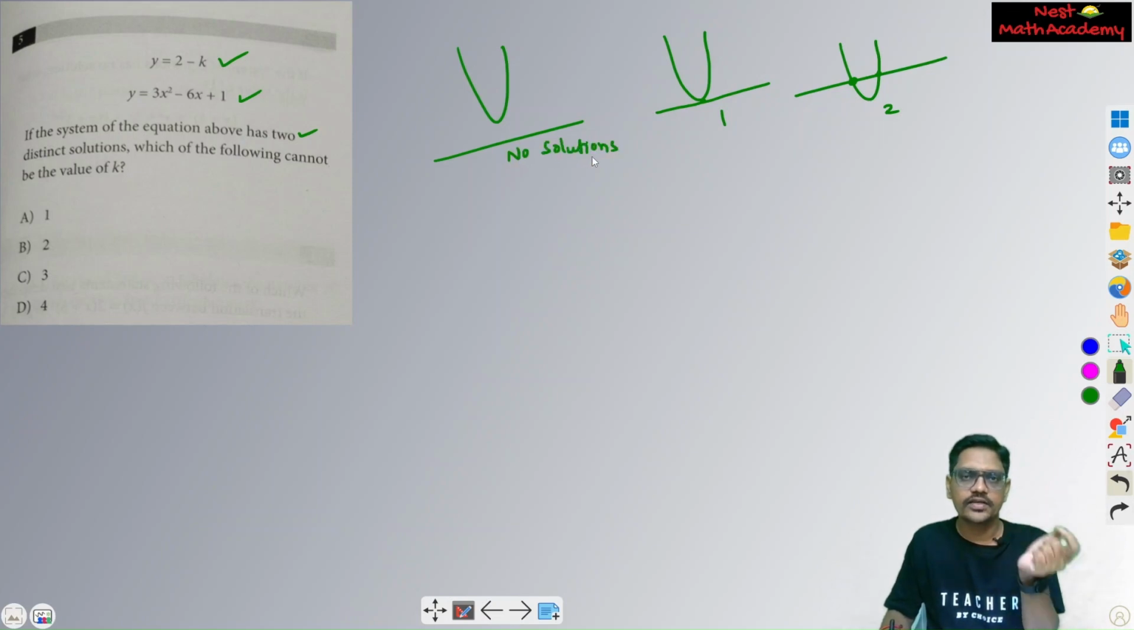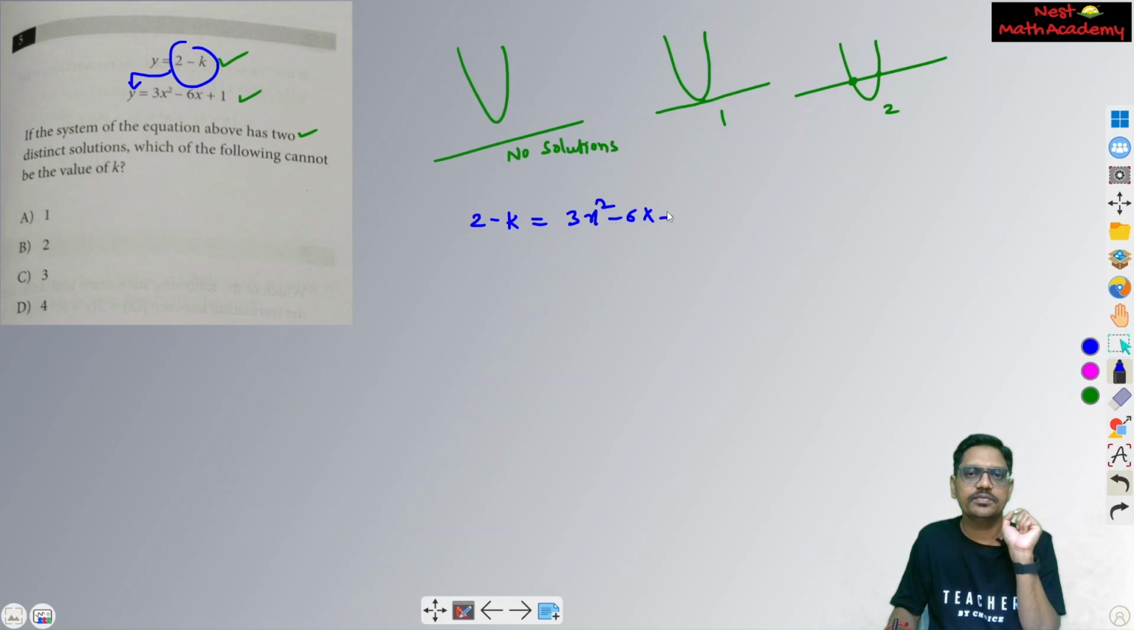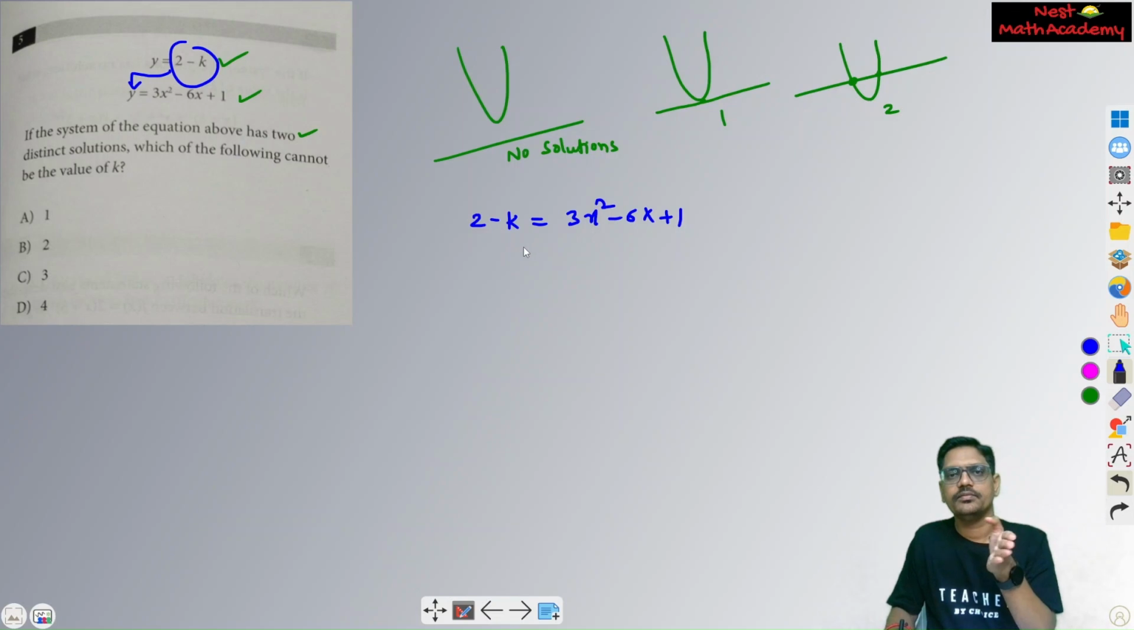So first of all, I solve it now, then only I'll get to know that what to do. So what is the meaning of solving here? I can use the substitution method, in the sense this y value I can bring it and substitute in the second equation. So I'll get 2 minus k is equal to 3x square minus 6x plus 1. Now bringing everything to one side, to the right hand side, setting it equal to 0, means adding k and subtracting 2 on both sides, plus k minus 2 minus 2. So this will become 0.